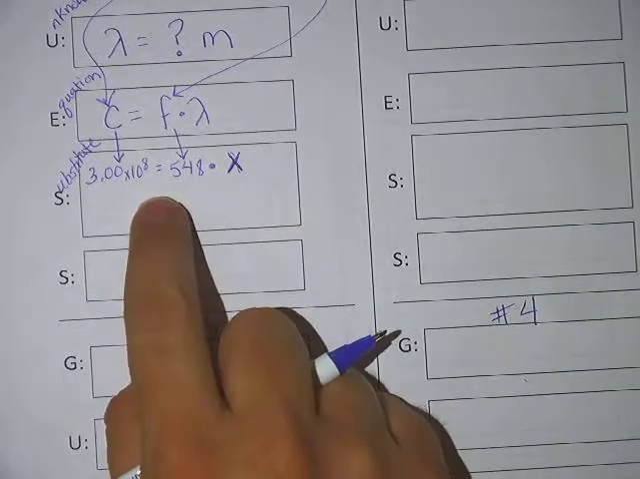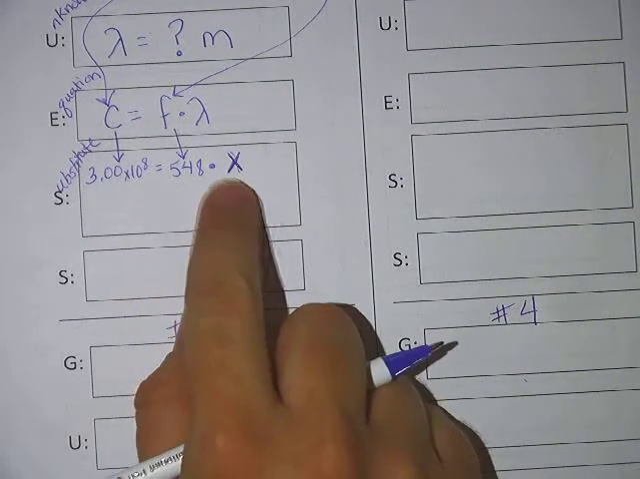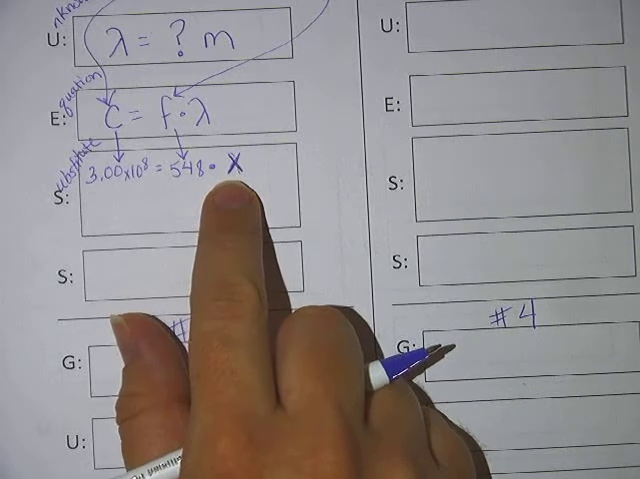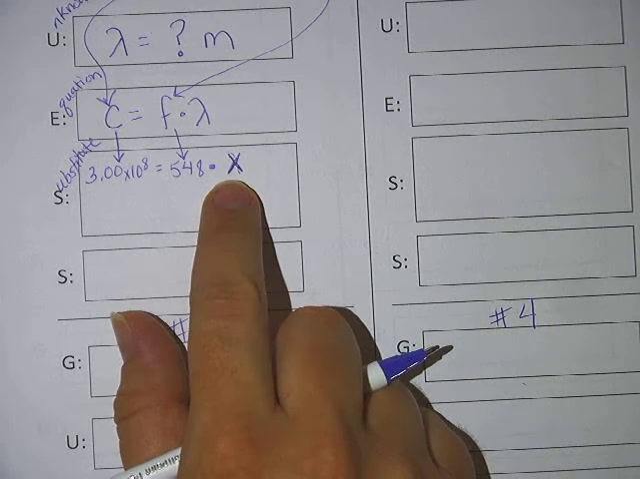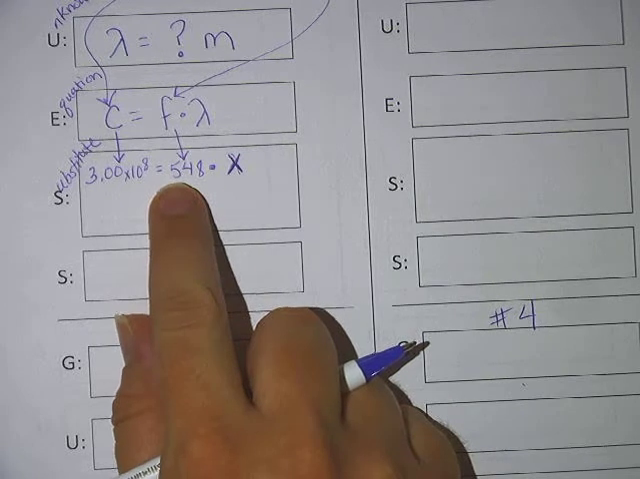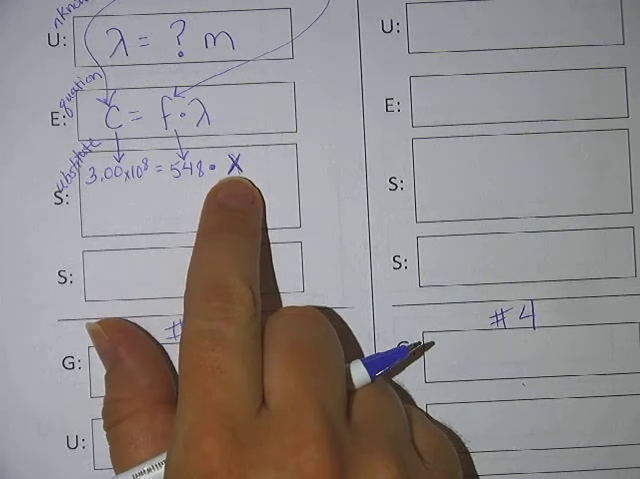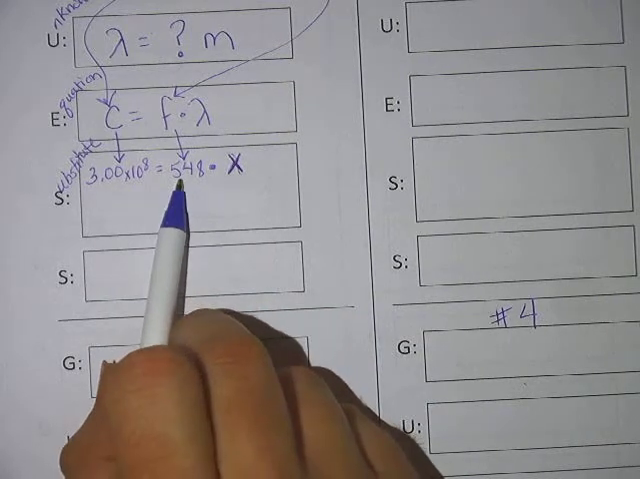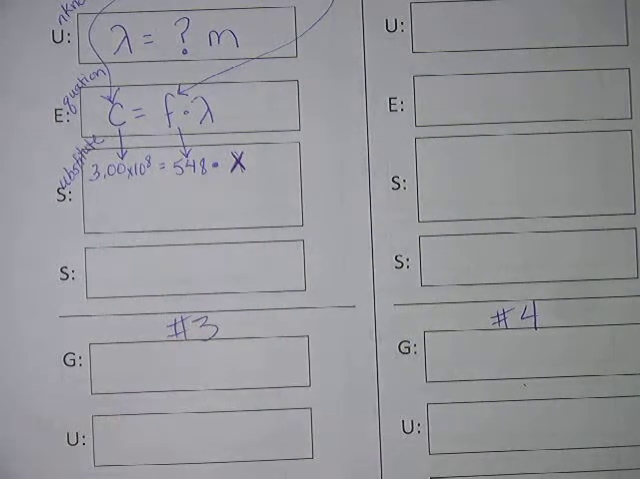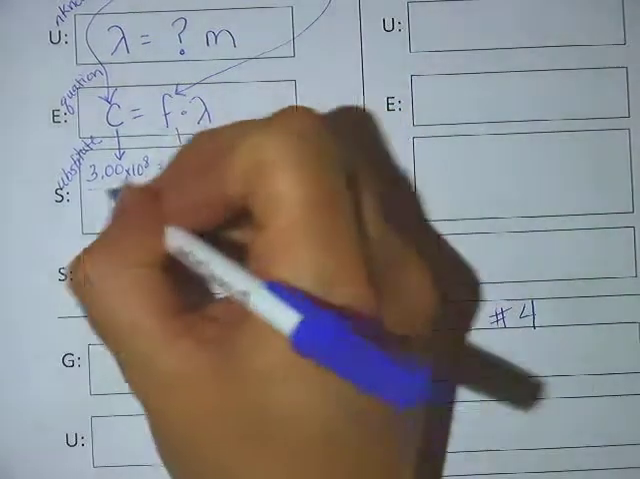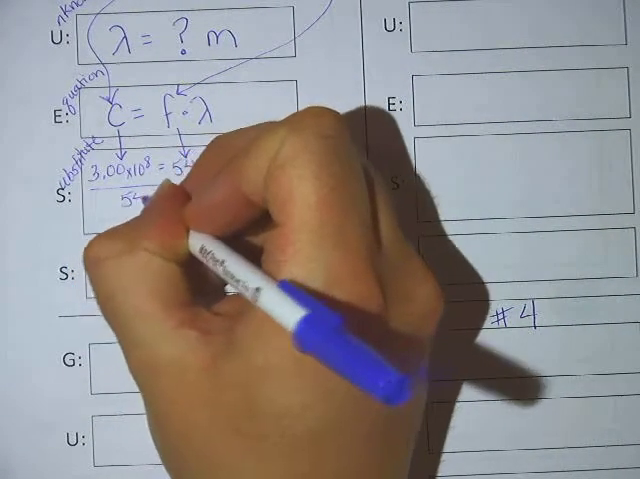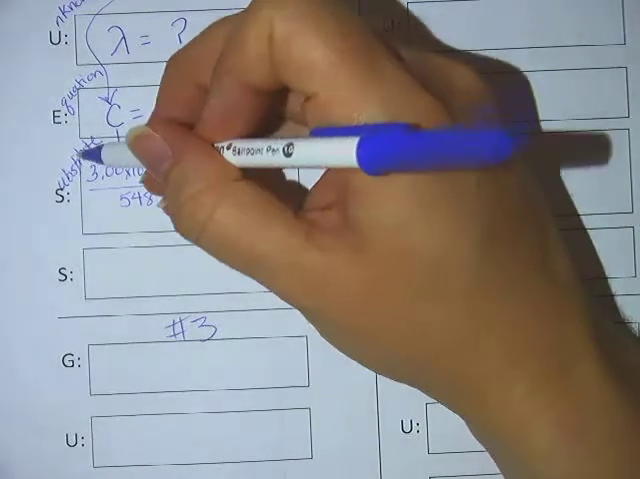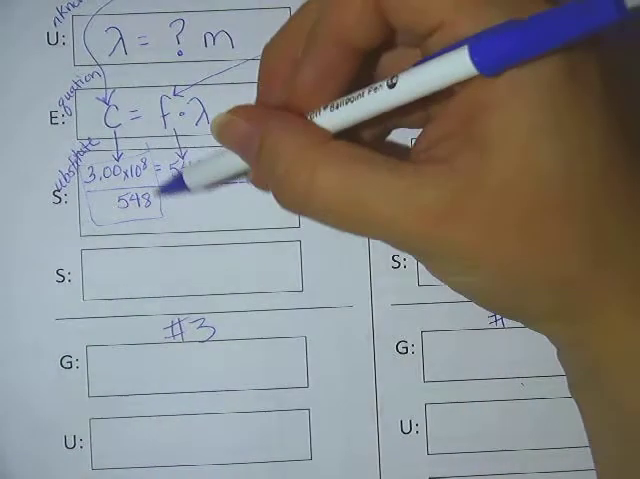Speaking of, how do we solve for X? I want to isolate X. That's what they say in your math class. Isolate the variable. I want to isolate X, which means I need to get it by itself. And to get it by itself, you have to do the opposite of whatever is happening to X right now. Right now, X is times 548. I need to do the opposite. The opposite of multiplying by 548 is dividing by 548. So we're going to take 3 times 10 to the 8th divided by 548.